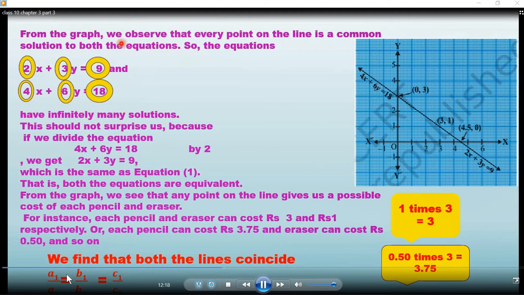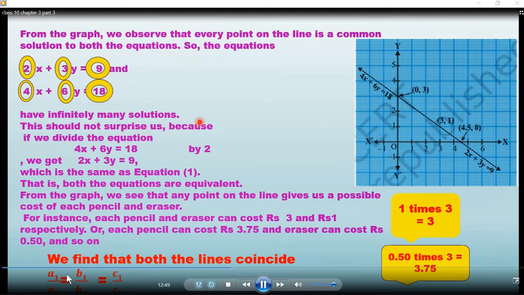Now how can we understand that they are equivalent? When you divide the first equation by a certain number, you will get the second equation. Here you are dividing the first equation by 2, then you are getting the second equation. Such equations are called equivalent. And if they are equivalent, the lines will coincide. And the second interesting thing is that they will have infinitely many solutions.